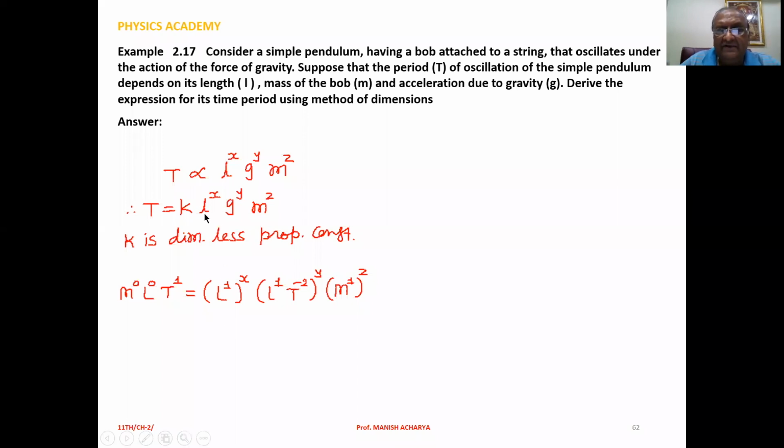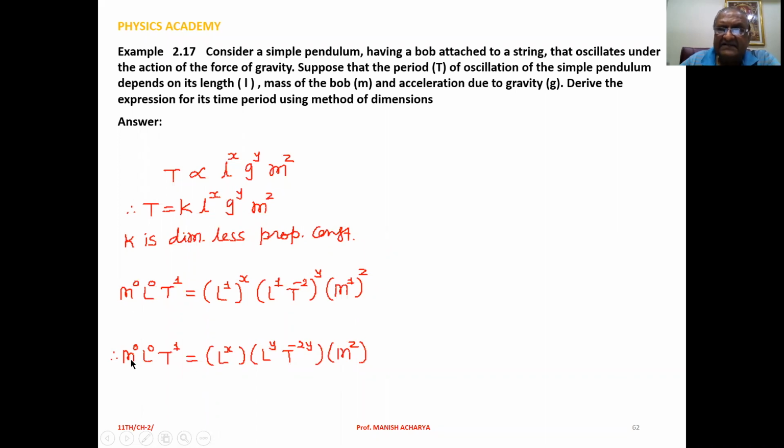Then for length, the dimensions are L raised to 1, and here L raised to x is appearing, so L raised to 1, whole raised to x. Then g, the gravitational acceleration, raised to y. The dimensions of g are L1 T raised to minus 2, whole raised to y. Then for mass, M raised to 1, and this whole raised to z. Now simplify the right hand side.